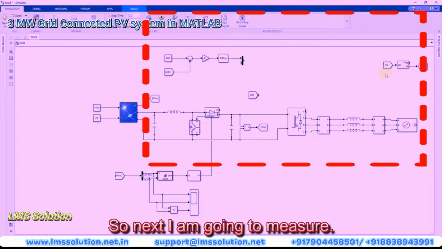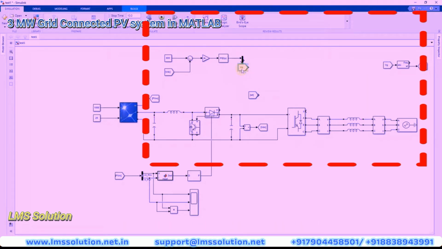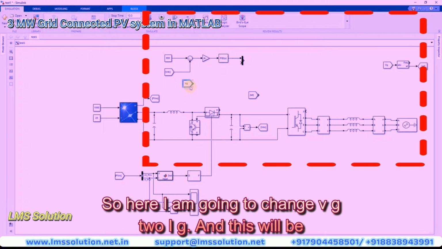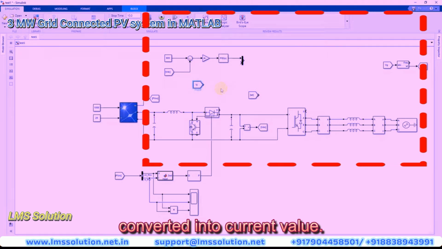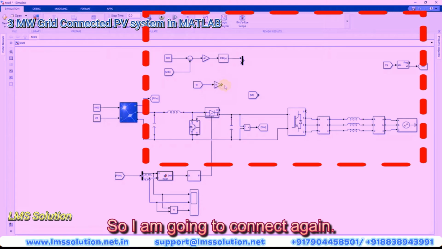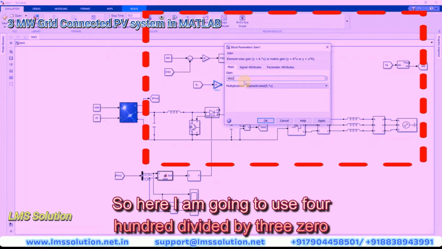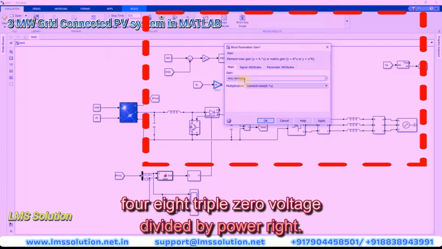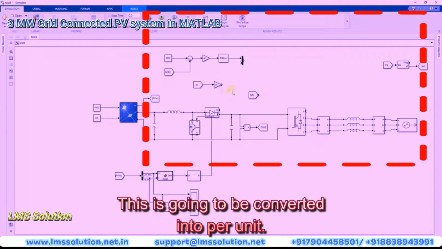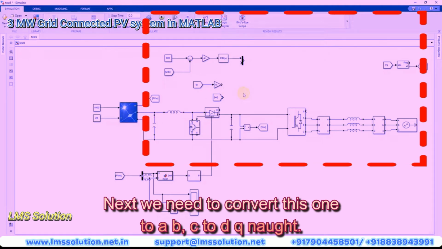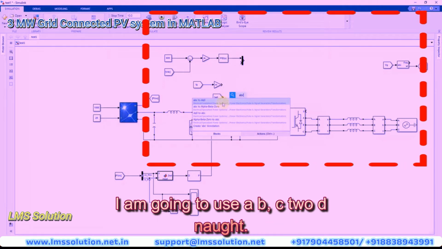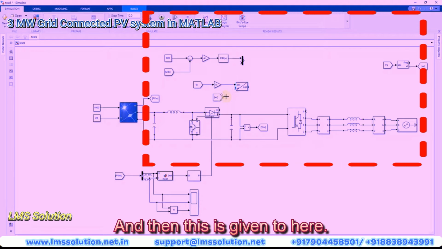So next I'm going to measure grid current. So here I'm going to change VG to IG, and this will be converted into per unit value. So I'm going to connect a gain. So here I'm going to use 400 divided by 304.8, voltage divided by power. Right, this is going to be converted into per unit. Actually, we need to convert this one from ABC to DQ0. I'm going to use ABC to DQ0. This is given to here, and then this is given to here.